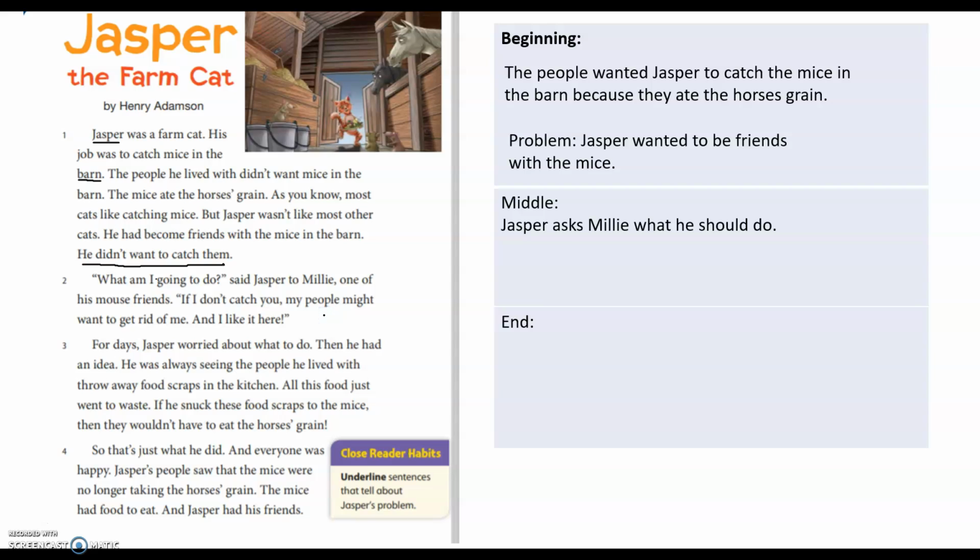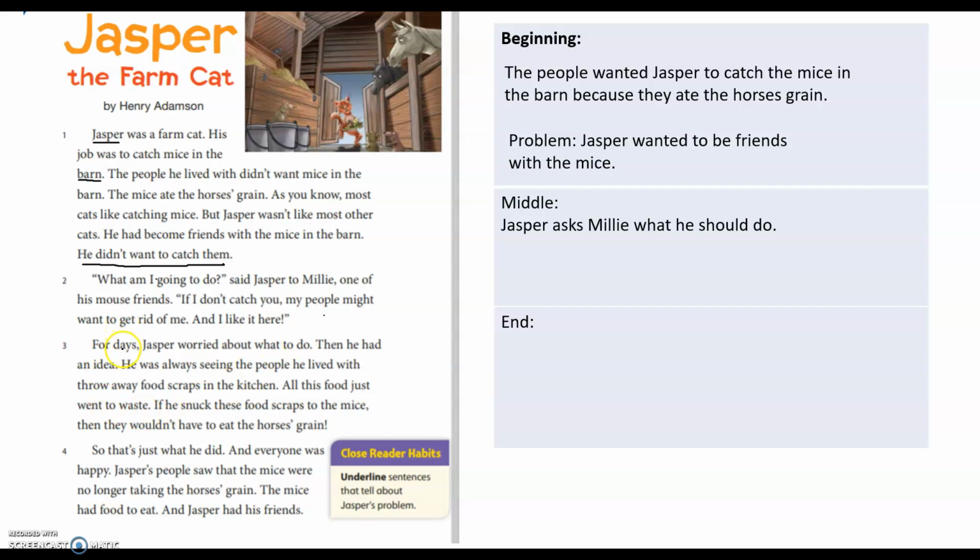Let's see what he does. For days, Jasper worried about what to do. Then he had an idea. He was always seeing the people he lived with throw food scraps in the kitchen. All this food just went to waste. If he snuck these food scraps into the mice, then they wouldn't have to eat the horse's grain.